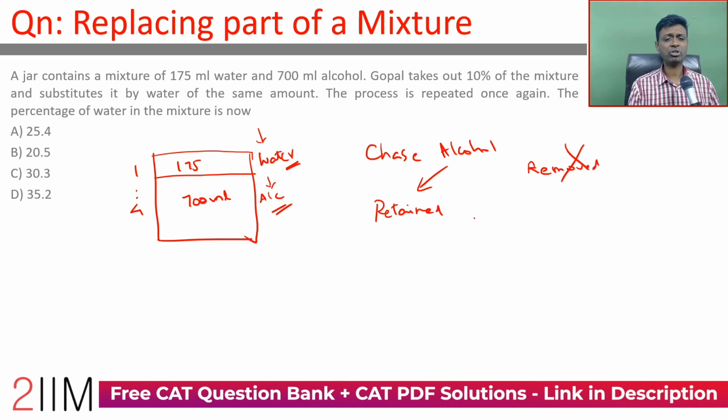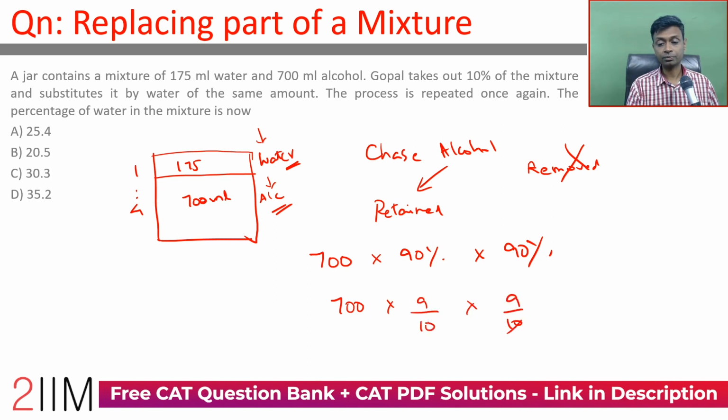I'm removing 10% of this mixture, so 10% of alcohol will go away. That means 90% is retained. So when we do this the first time, alcohol remaining will be 700 into 90%. One more time we do this, into another 90%. We retain 90% of whatever alcohol was there. So the alcohol remaining is 700 into 9/10 into 9/10, or 81 into 7, 7 8s are 56, 567.